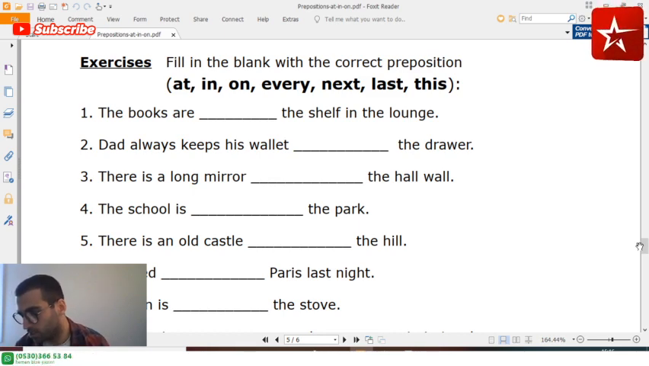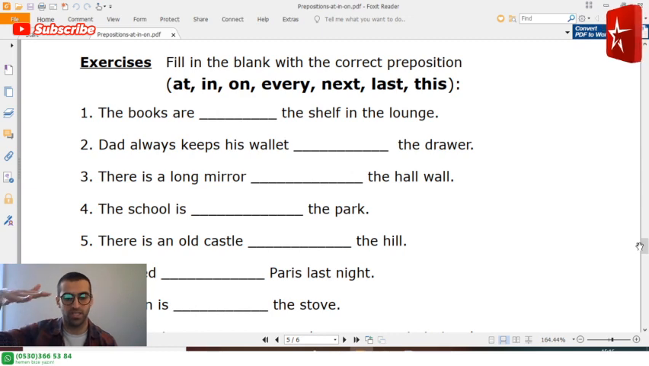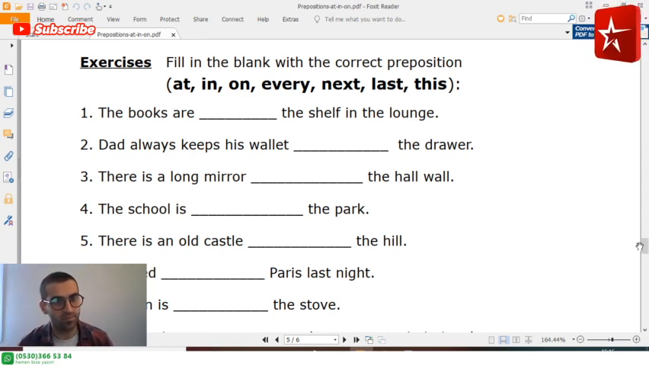Wow, fantastic. I really liked your answers. All of you are correct. On. Yani tepenin üzerinde. Yes. There is an old castle on the hill.